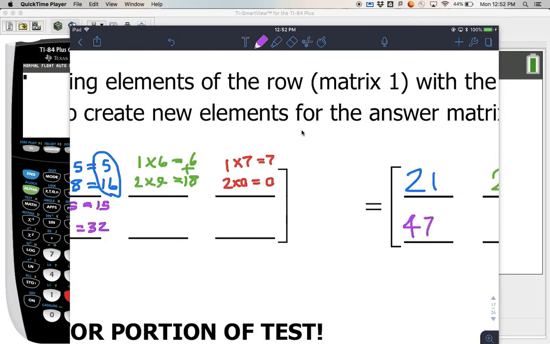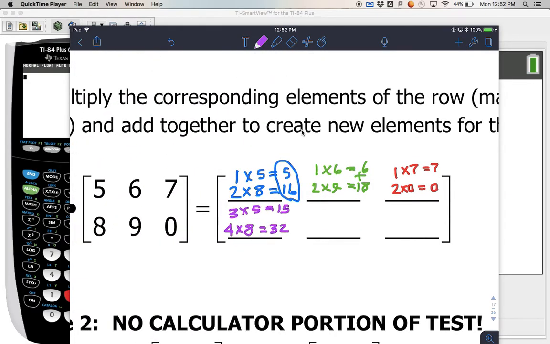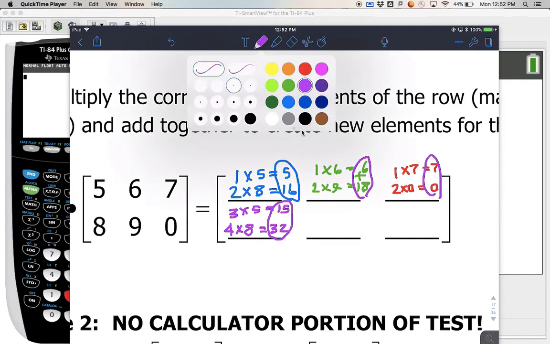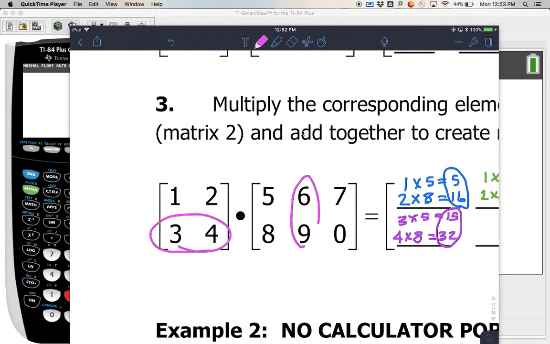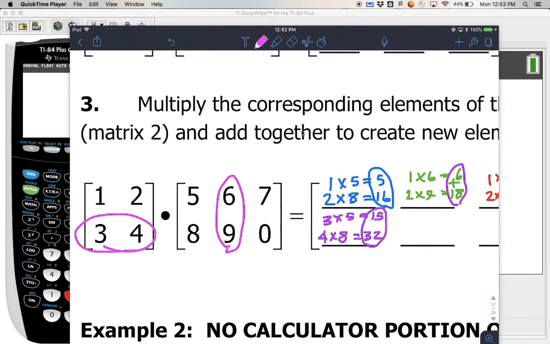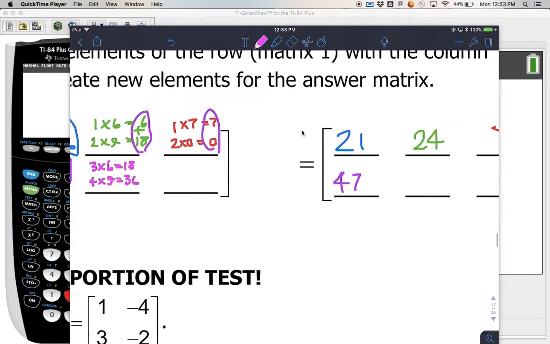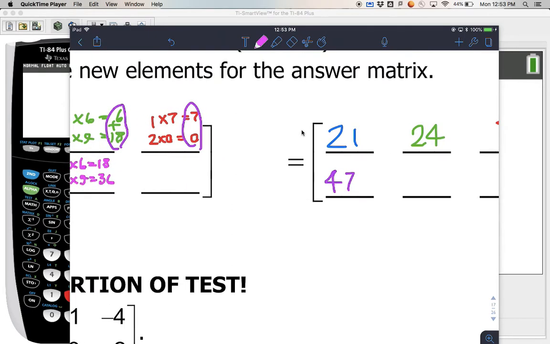We're good to go there after that. I guess I should circle all these to keep it consistent. Alright, let's go here. Bottom row, middle column. So we're going to go 3 times 6, and that'll get us 18. And then we're going to go 4 times 9, which is going to get us our 36 right there. And if we add that, it'll be 54, I believe.